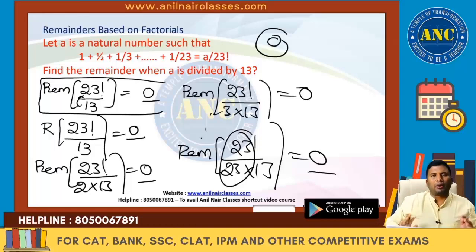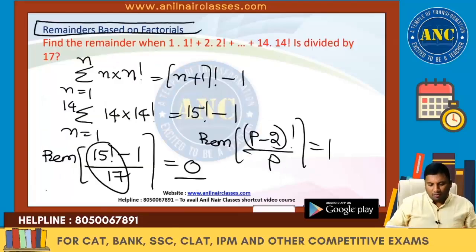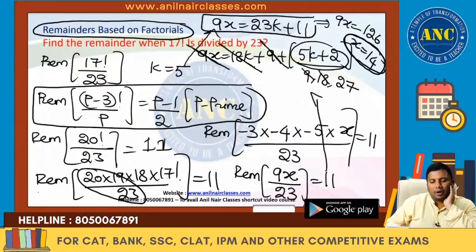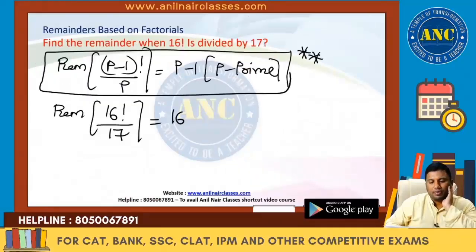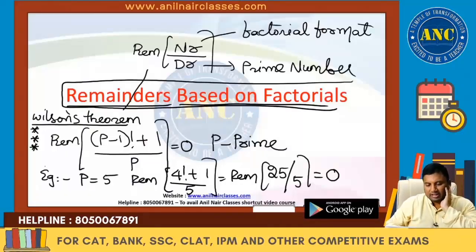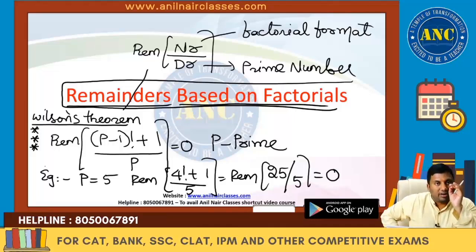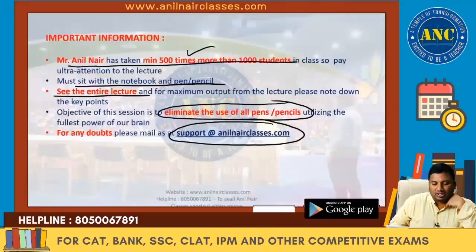Very beautiful problems that we discussed today. Let us go one by one through all the problems that we discussed; we will do a recap. Wilson's theorem: today we discussed all the remainder based problems based on factorial. If the numerator is in the form of a factorial and the denominator is a prime number, I can use Wilson's theorem. Wilson's theorem is: p minus 1 factorial plus 1 when divided by p is 0.